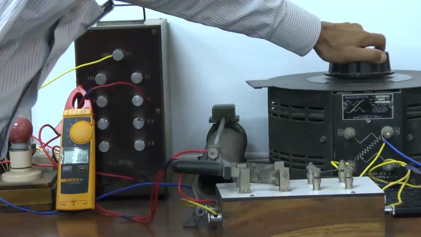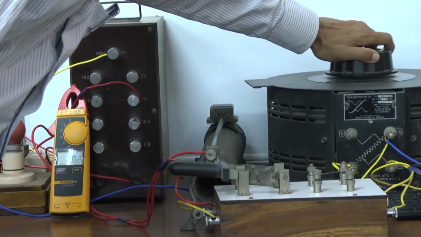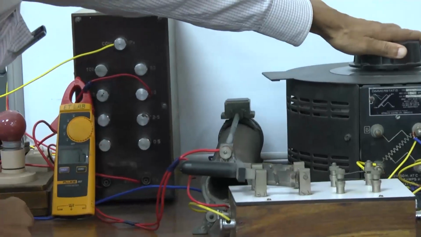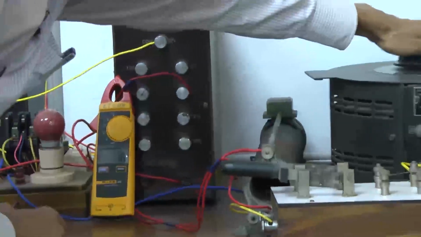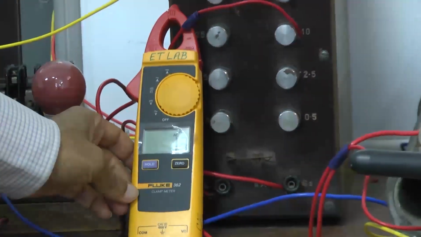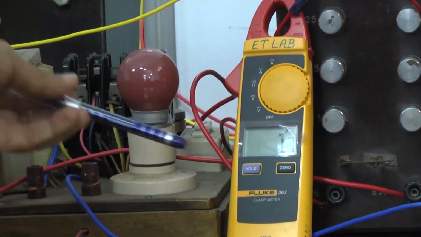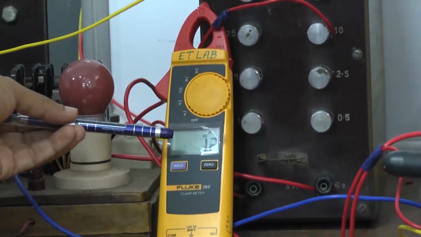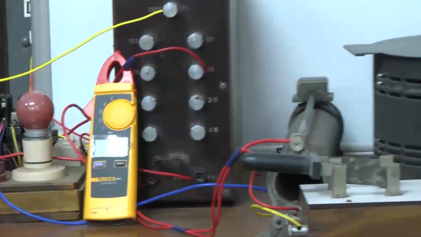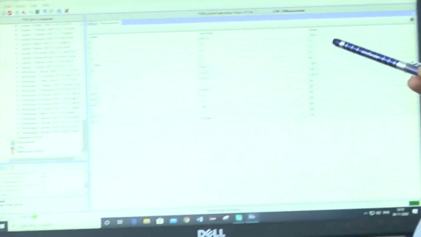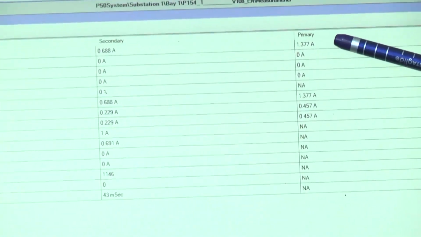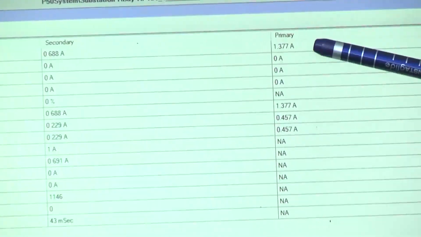So, we are increasing the corresponding current through the circuit, and the current we have set in this clamping ammeter is, let us say, 1.3 ampere. The clamping ammeter clearly shows 1.3 ampere. Now, what you see through the monitor is that the corresponding reading is a little bit dynamic, changing due to the little voltage variation.